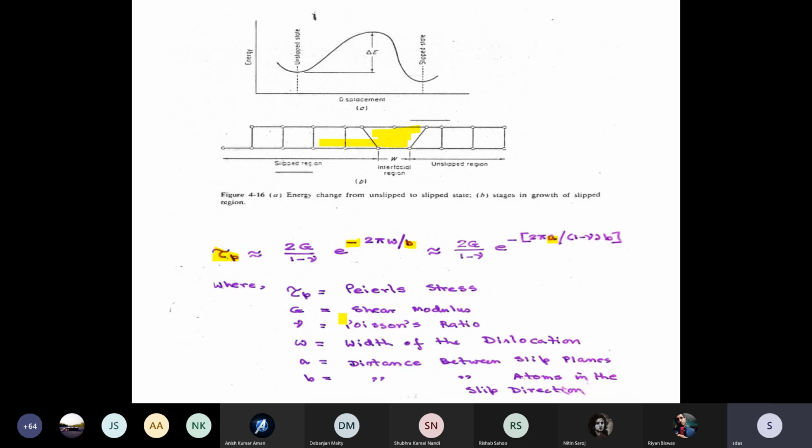And then what is the relationship between a and tau p? Larger is the a value, smaller will be tau p. So why slip takes place in the closed packed planes, highest atomic density planes? Because they are widely separated planes. And if they are widely separated planes, their a value will be large and tau p will be small. So for easy glide of dislocation, you need tau p to be small. For that you need wide dislocations, small value of Burgers vector, and widely spaced planes so that the a spacing will be large.